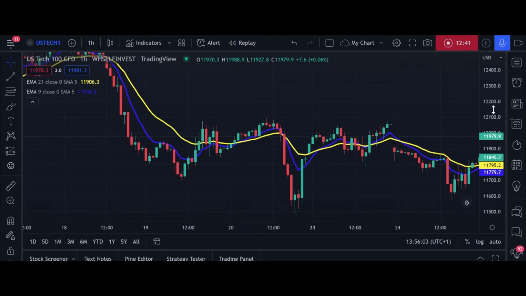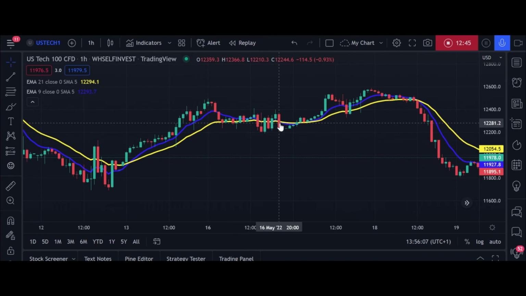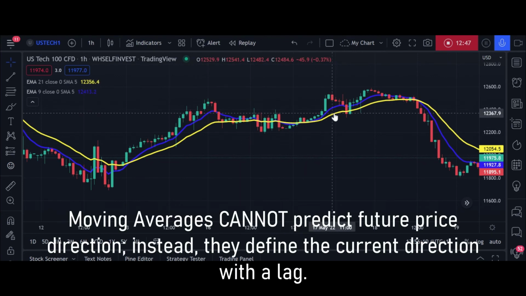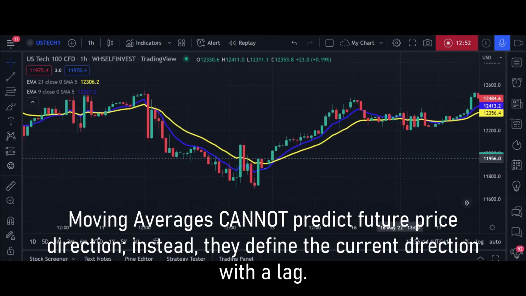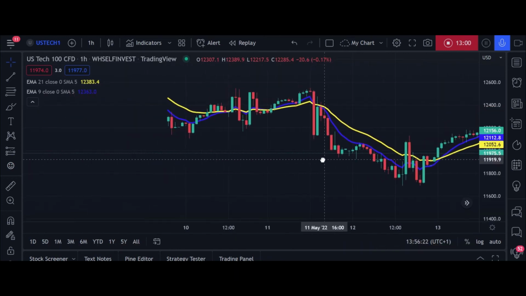We will now share some very important information about moving averages which you must fully understand as a trader. Moving averages do not predict future price direction, instead, they define the current direction with a lag. Moving averages are a lagging indicator, and if the price action moves suddenly, you will be caught out as the moving average will not have time to plot the sudden movement.